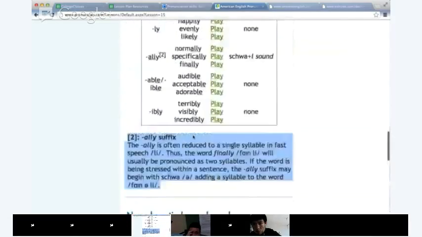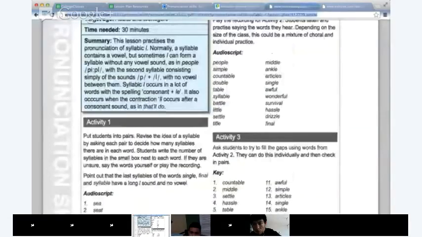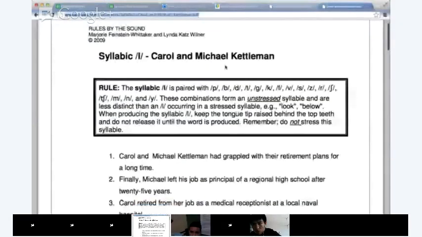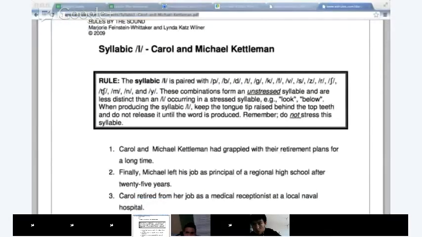Okay, so let's go on to the next one. We're going to get to this one here, but I found this one's really cool. I like this one, and I'll share this with you all as well.